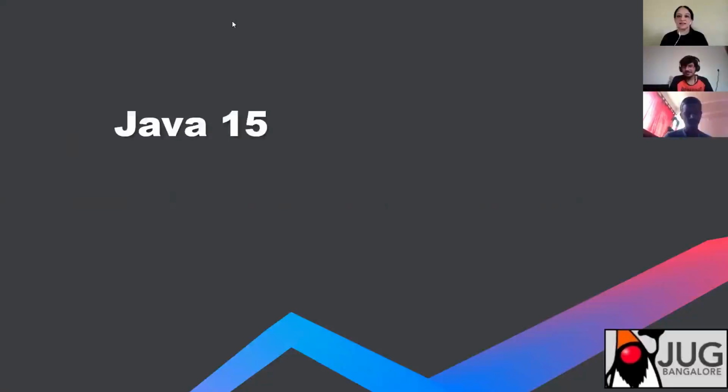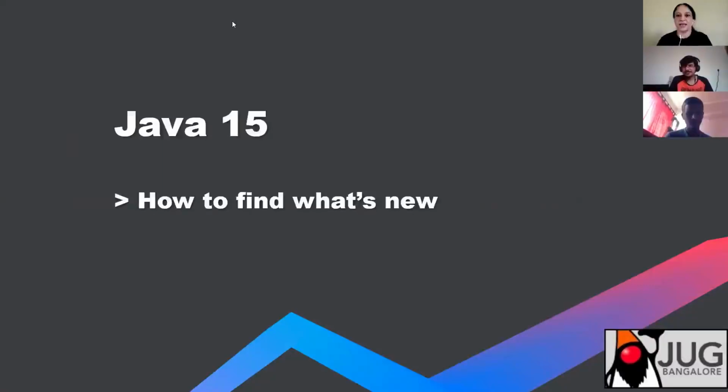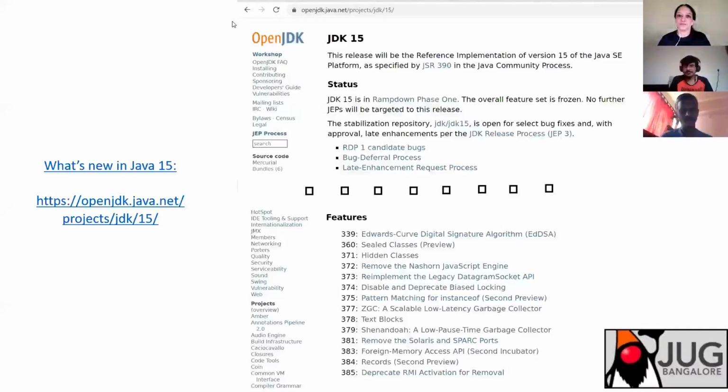So let me get started with Java 15. First things first, how to find out what's new in a particular Java version. My go-to resource is the OpenJDK page from Oracle. The link is here and you can access this link to find out all the features, all the JEPs, which are the Java Enhancement Proposals that go into the language. I'm not going to go through these features now. You can, of course, click all these links here to find out more details.